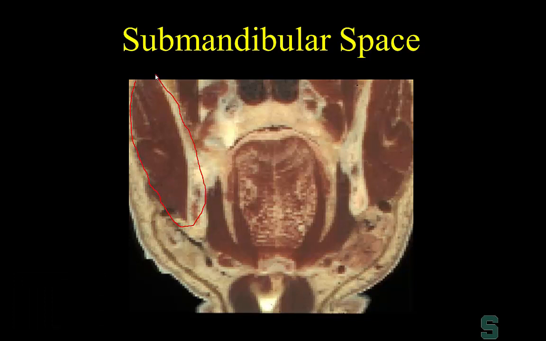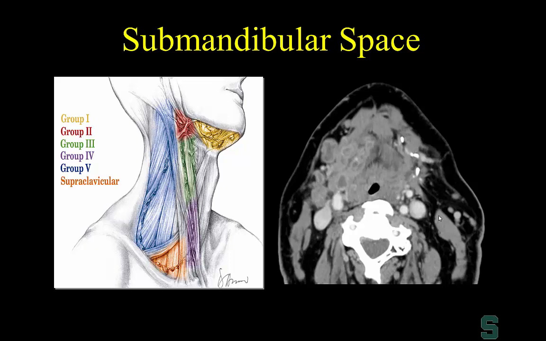Masticator space, perfect. What space am I looking at right here? Sublingual space, exactly right. So when you look at the submandibular space, it's all of this space here that's located below the mandible and below the mylohyoid muscle. So what are the components of the submandibular space?